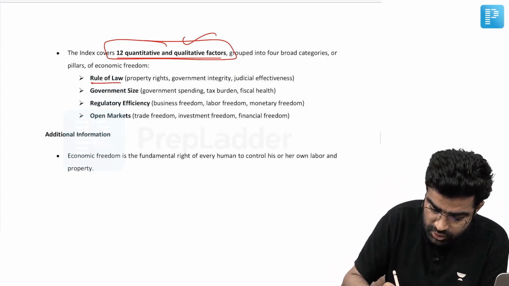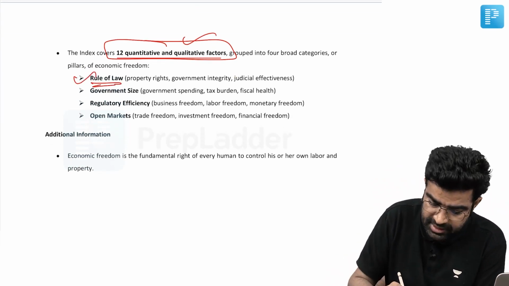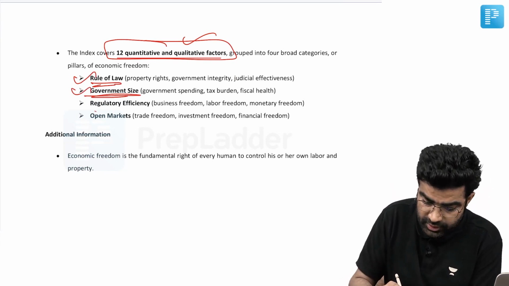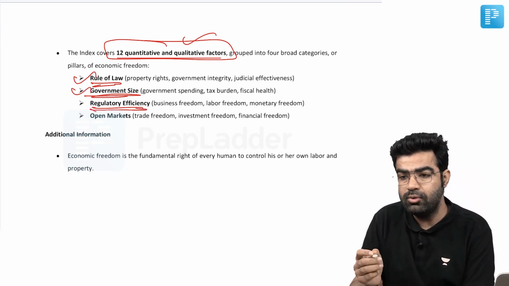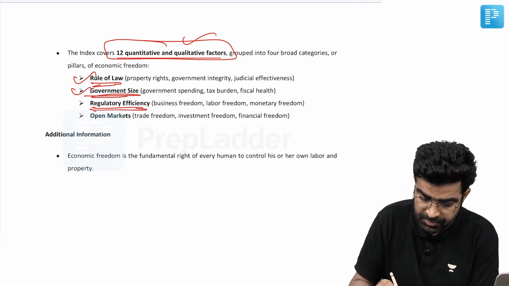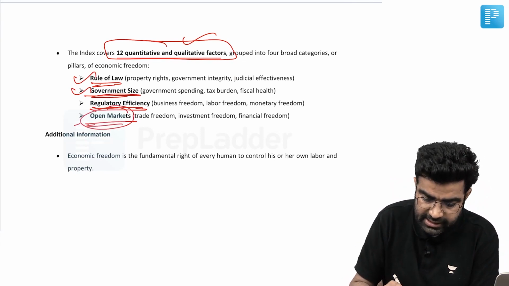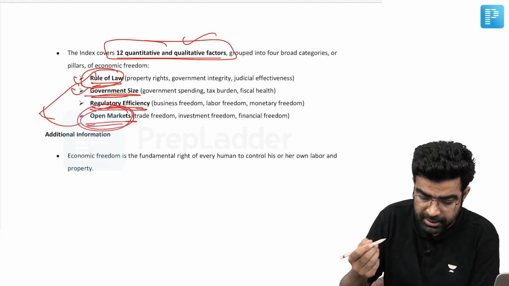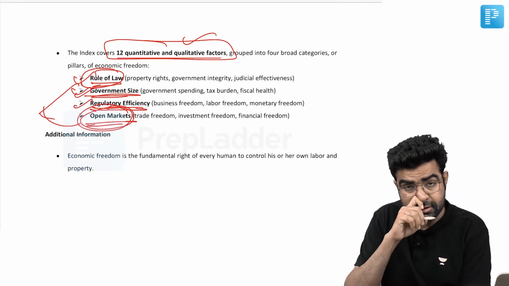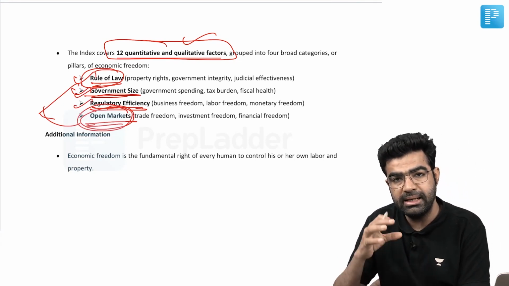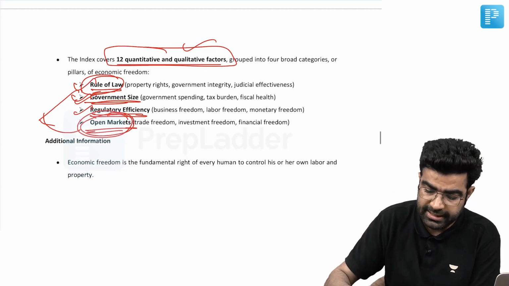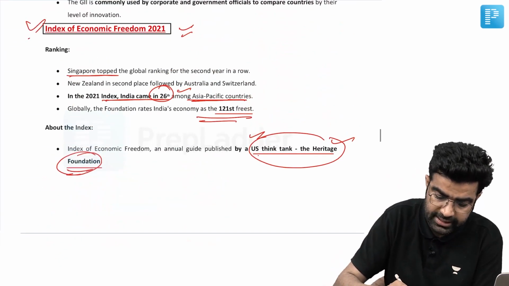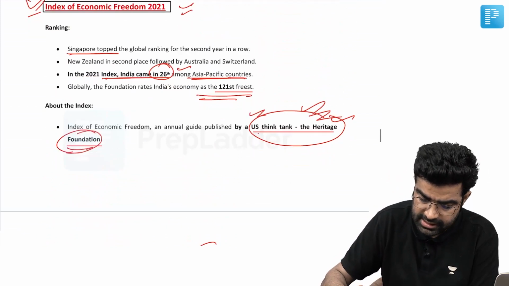So you can see here, rule of law means the democracy, then the government size, and then the regulatory efficiencies, how efficient regulators are in India, then open markets, this is again the key area. So rule of law because America is a democracy, then open market because it promotes capitalism, regulatory efficiency, government size. So those are the main 4 key areas this index is focused on. Okay, so for the index of economic freedom, just remember the Heritage Foundation of US.